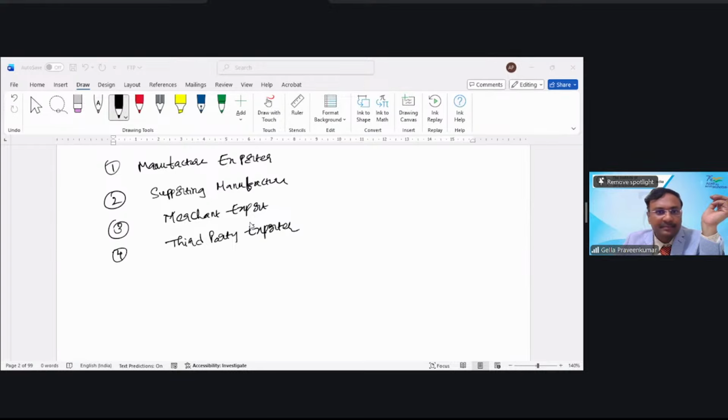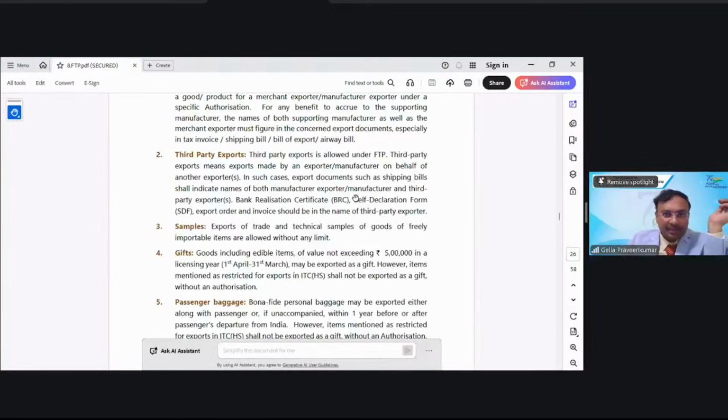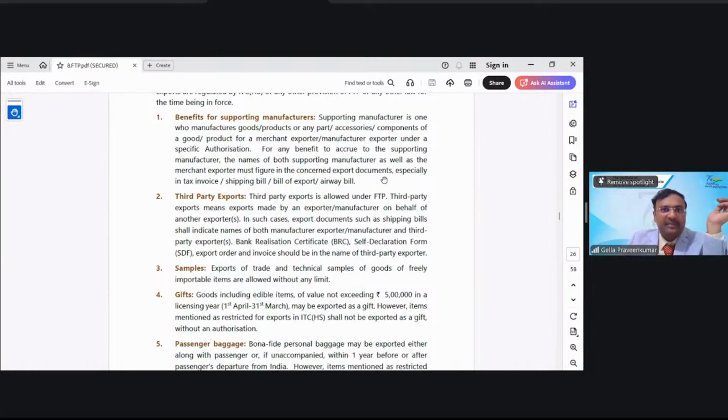Coming back. Third-party exports, benefits for supporting manufacturer. A supporting manufacturer is one who manufactures goods or services or parts or accessories or components for a merchant exporter, that is a trader, or a manufacturer exporter. So I have a manufacturer who exports or a merchant exporter who exports under a specific authorization. For any benefit to accrue to the supporting manufacturer, the names of both the supporting manufacturer as well as the merchant exporter must appear.